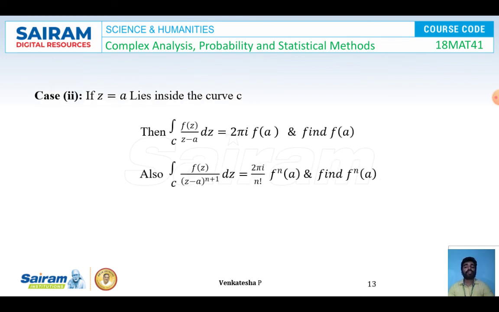Case 2: suppose the point z is equal to a lies inside the given curve C. Then the formula we have to use is the integral over the region C f of z by z minus a into dz is equal to 2 pi i into f of a, and we have to find the value of f of a also to replace here. Similarly, the integral over the region C f of z by z minus a whole power n plus 1 dz can be taken as 2 pi i by n factorial into f power n of a. So here we have to find the value of f power n of a. To find these two values, I am going to make use of the function f of z from the given problem.